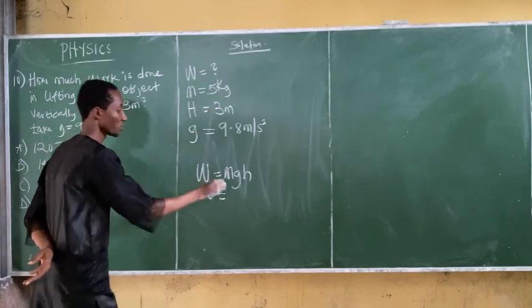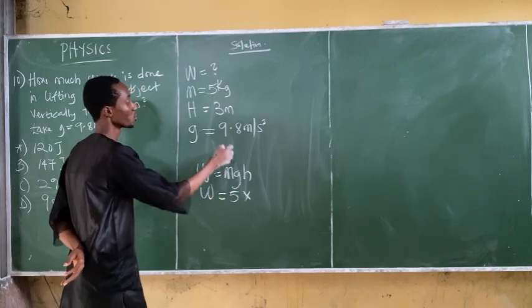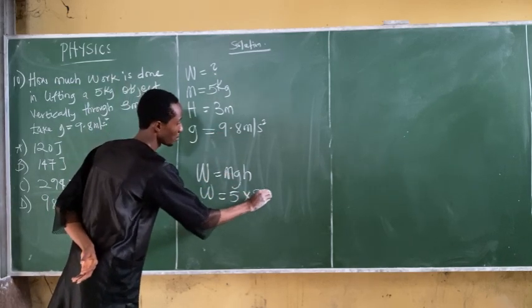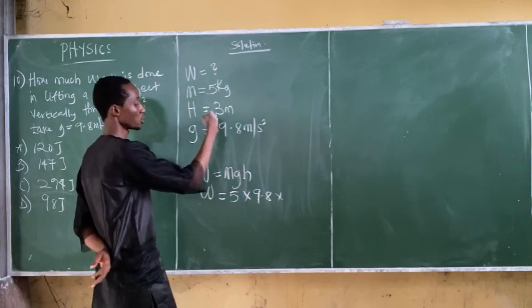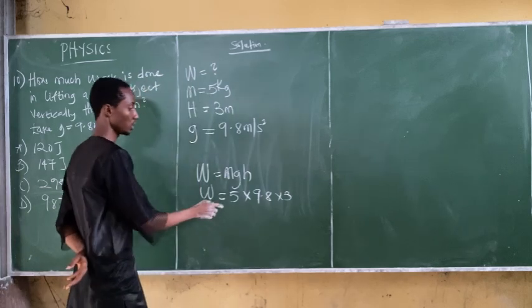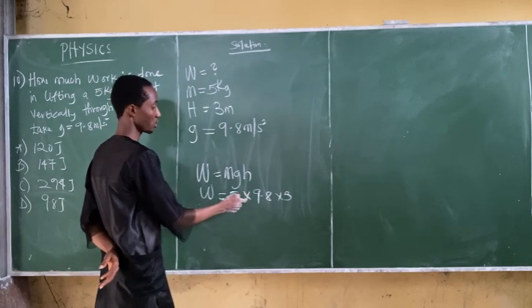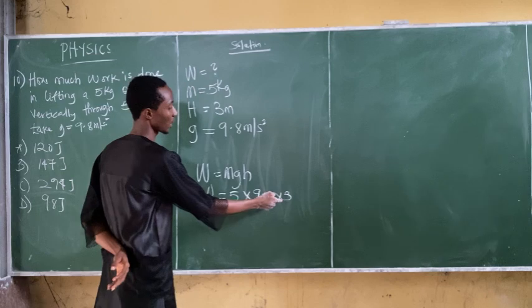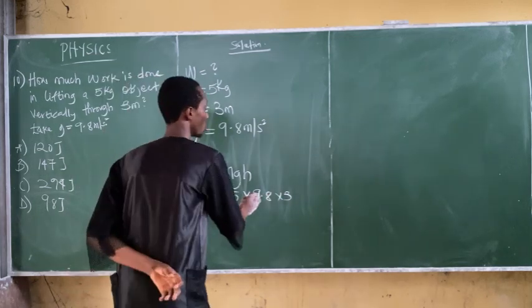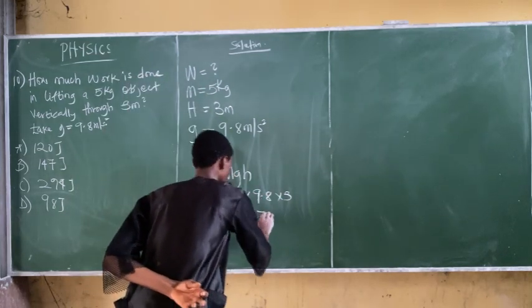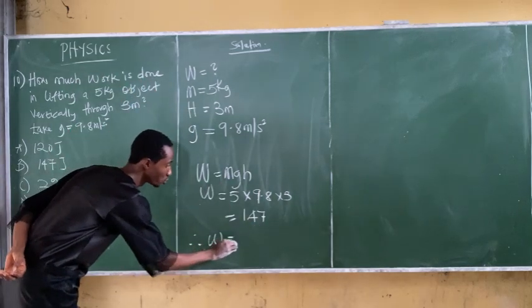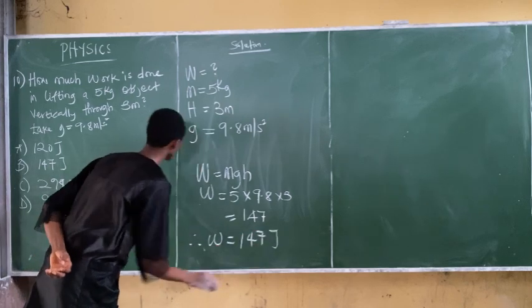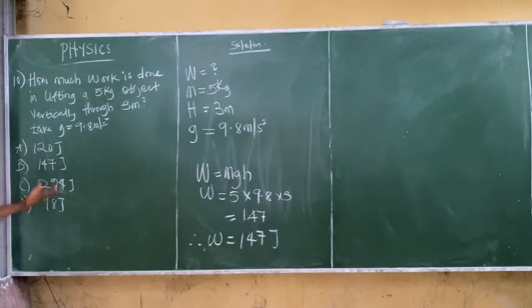Now, here, from the question, work done W is equal to mgh. Our m is what? 5 kg. So you have 5 times our g here, 9.8 meters per second squared, times our height here, 3 meters. So we have 5 times 9.8 times 3 will give us what? 147. Don't forget, work done is measured in joules. Therefore, the work done is what? 147 joules. From our options here, the correct option is what? Option B, with 147 joules.